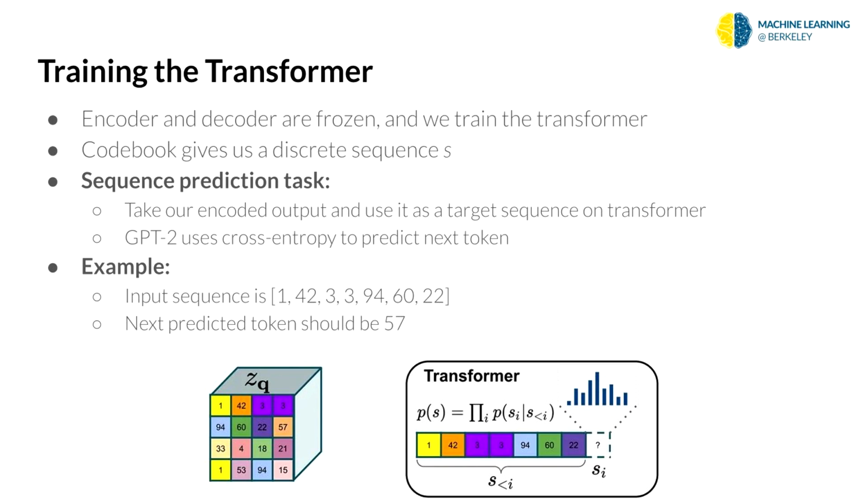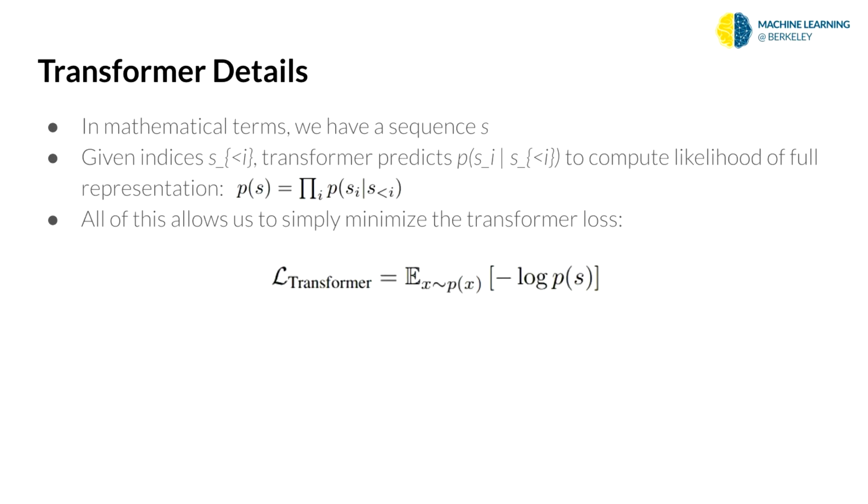Yeah, and that's the process of training the transformer at a high level, essentially what we're trying to do. Okay. Mathematically, to put it a more mathematical way, we have this sequence S from the codebook. Given these indices S less than I, the transformer wants to predict the posterior P of S of I given all these indices less than I.